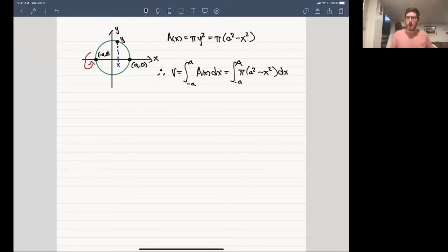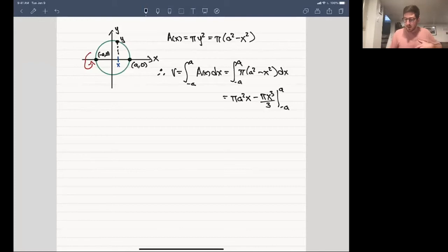Don't get intimidated by the Greek letter pi in here. That's just a number, 3.1415, blah, blah, blah. A is just a constant, so it's not affecting the integration here. This is just a constant function. The only thing that we're integrating with respect to is x. So this means that I get pi a squared x, because that was pi a squared, a constant function, minus pi x cubed over 3. And this is running from minus a to a.